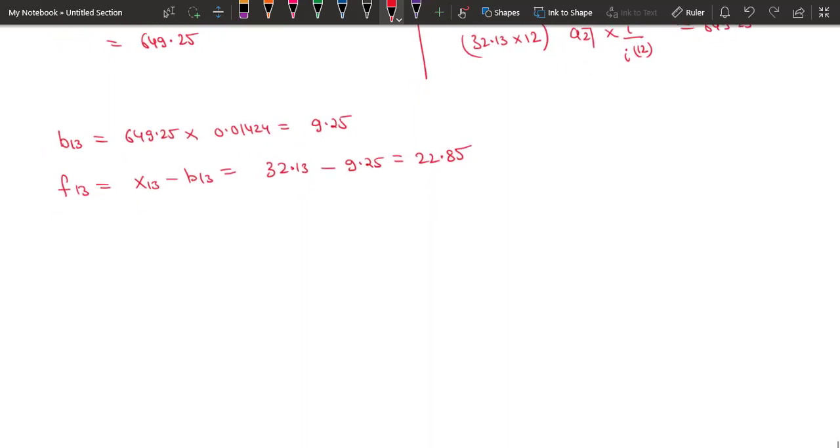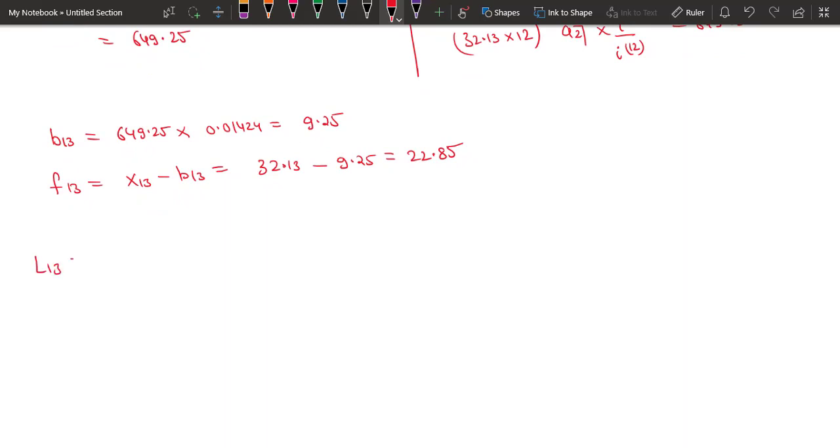Or the second method to calculate capital directly is you first calculate L13. Your L13 will be equal to 32.13 A23 at the rate 1.424%. Your answer will be 626. So you can calculate interest part from here also.